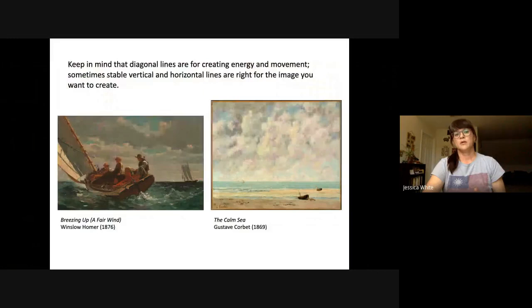So I do want to have you keep in mind that diagonal lines are for creating energy and movement, which tends to create a more interesting composition. But sometimes stable vertical and horizontal lines are the right choice for the image that you want to create. So if you're creating an image where there's a lot of movement, then you want the diagonal lines. But if you want to create an image that's really about stability and serenity, then you might want to stick with the horizontal and vertical lines.